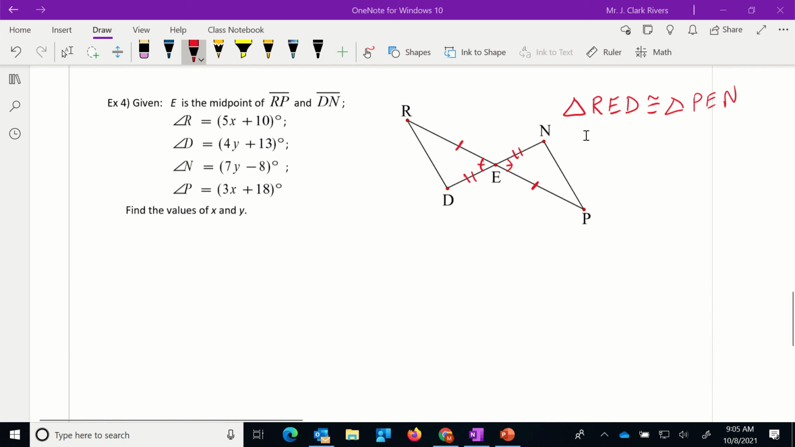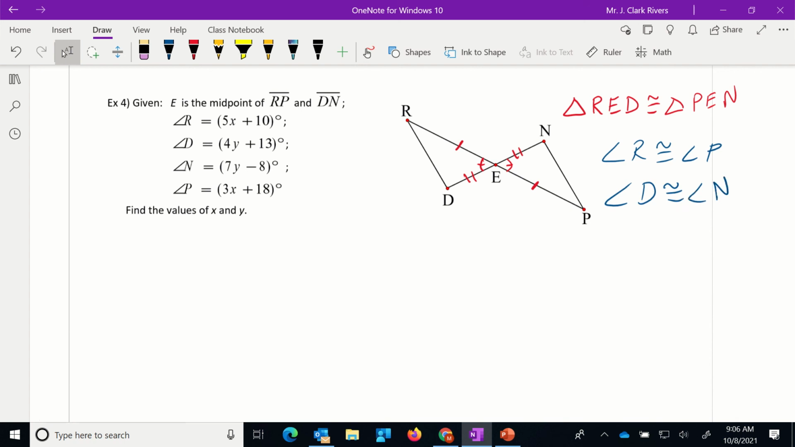This will let you identify what angles are congruent. So R is where the one tick mark side meets the blank side. Well, P is where the one tick mark side meets the blank side. So R and P are corresponding and congruent. So angle R is congruent to angle P, and we have information on both of those. And then also D, we have information on, is where the two tick mark side meets the blank side. Well, N is where the two tick mark side meets the blank side. So angle D is corresponding and congruent to angle N. And we have information on both of those. So you should have said R is congruent to P and D is congruent to N.